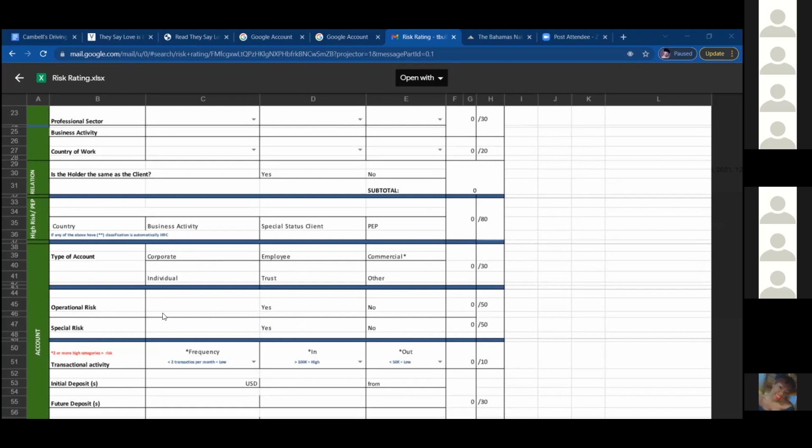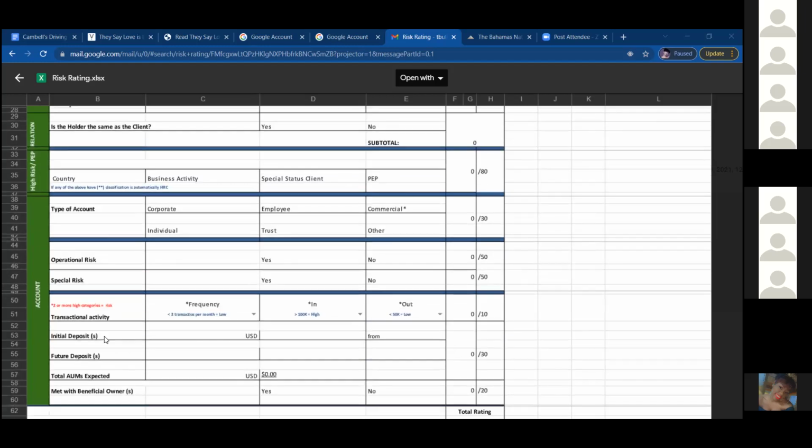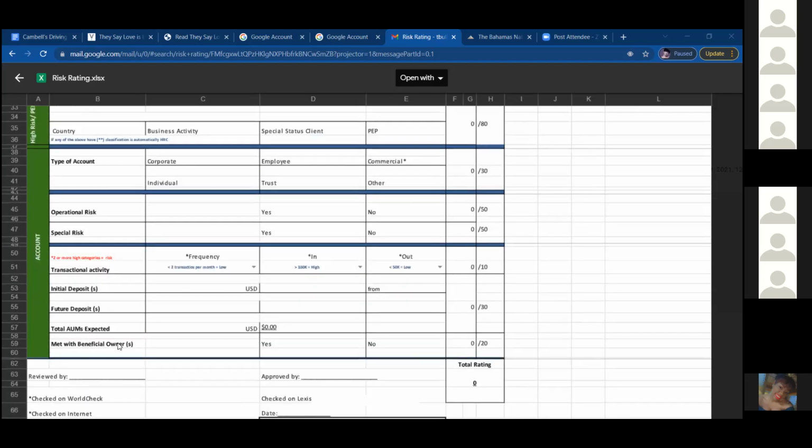And we put these categories in, and if we selected yes, you would automatically go over our 50%. That would make us high. Most companies add those 2 sectors in just so they can automatically make the person high risk. And if you do that, then you want to state the reason you made that person high risk. And then transactional activity, initial deposits, future deposits, total AUMs, met the beneficial owner, yes or no.